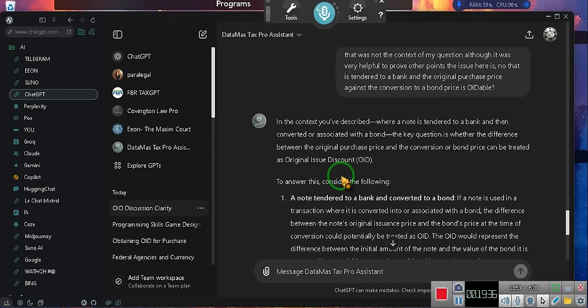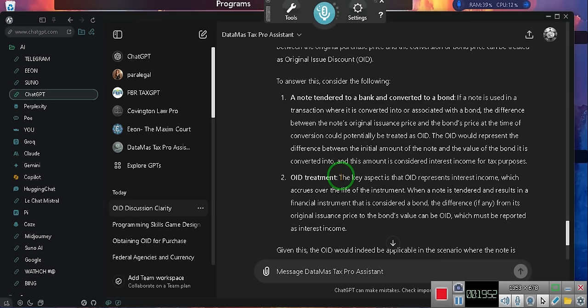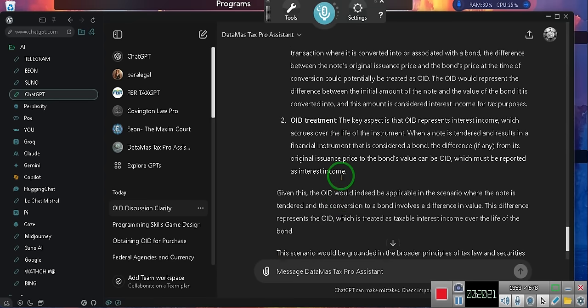In the context you've described, where a note is tendered to a bank and then converted or associated with a bond, the key question is whether the difference between the original purchase price and the conversion or bond price can be treated as original issue discount, OID. To answer this, consider the following. 1. A note tendered to a bank and converted to a bond. If a note is used in a transaction where it is converted into or associated with a bond, the difference between the note's original issuance price and the bond's price at the time of conversion could potentially be treated as OID. The OID would represent the difference between the initial amount of the note and the value of the bond it is converted into, and this amount is considered interest income for tax purposes.